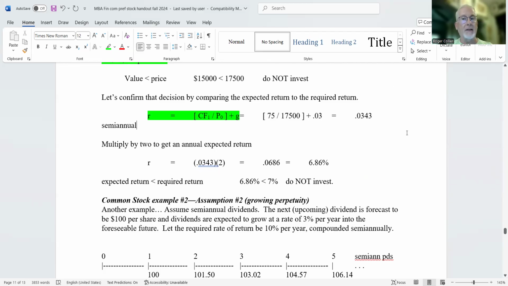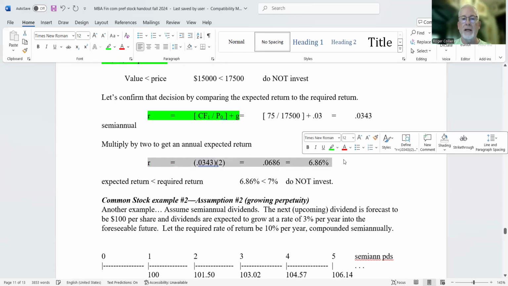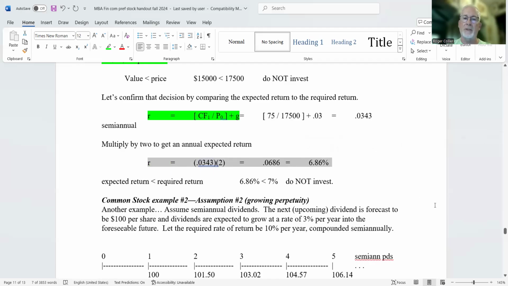Right, we know that because the dividends we're using are semi-annual. The growth rate we're using is semi-annual. So this expected return is semi-annual. To make it annual, you multiply by 2, and we get an expected return of 6.86%.